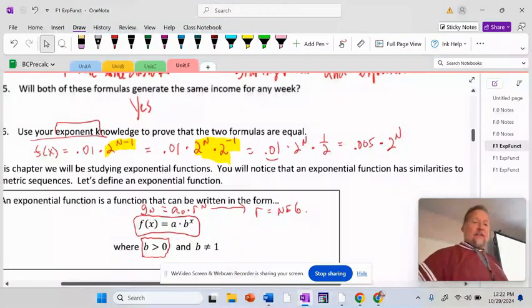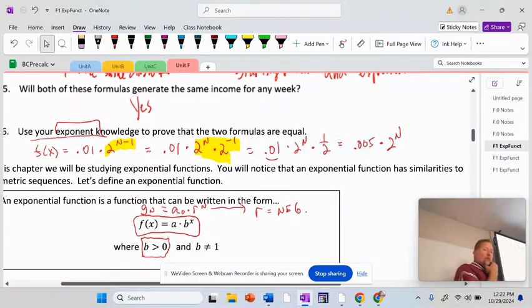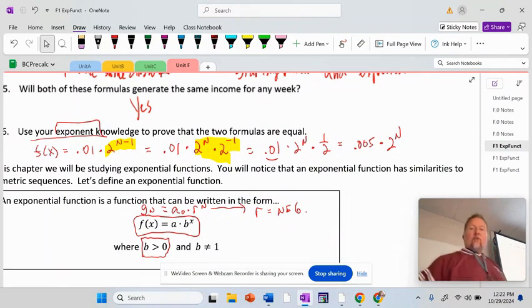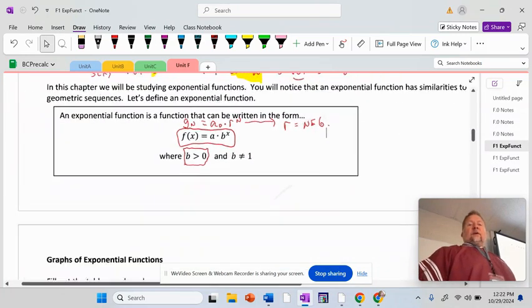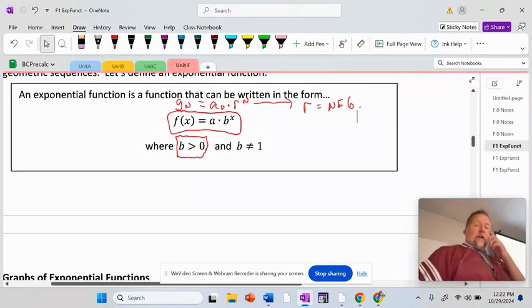What I did do is change using exponent rules Allison's formula to Beth's. So those that are at home, hopefully you can handle that. Okay, so we're now to this. This is what an exponential looks like.